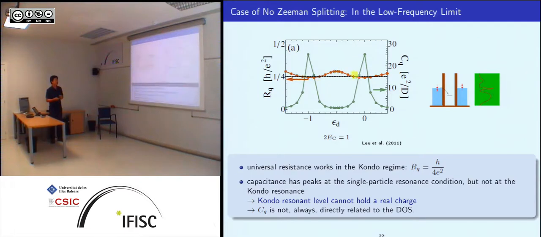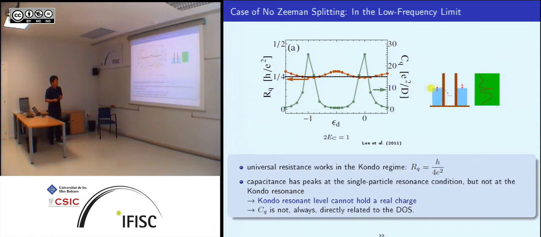So what we get is that this red line is the resistance, and this value is 1/4. Here we have two channels, one for spin up and the other for spin down. Each one contributes a resistance of 1/2, so it is two resistances in parallel, and the total resistance is 1/4. The small deviation is just an aspect of the energy. So it's nothing. And now see the capacitance.